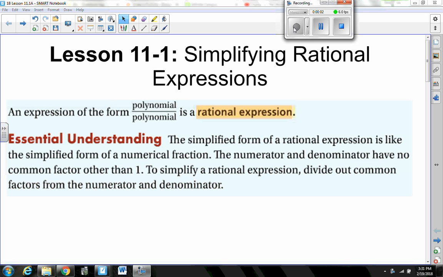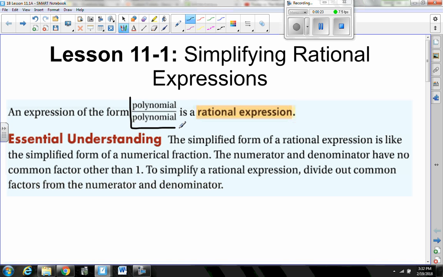All right, Algebra 1B students, welcome to part 1 of lesson 11.1. We're starting a new chapter in this video where we're going to be talking about rational expressions. Now, rational expressions, for the most part, look like fractions, but the fractions now on the top and bottom are going to have algebraic-looking things, polynomials like x plus 4, or x squared plus 4, something like that.